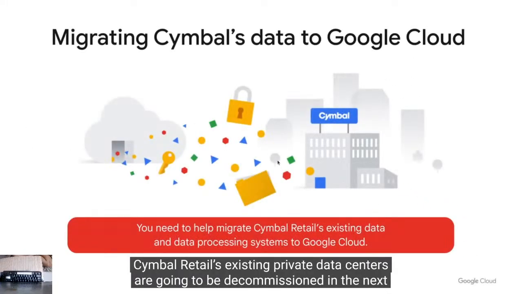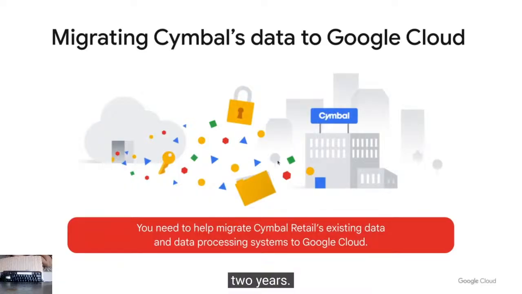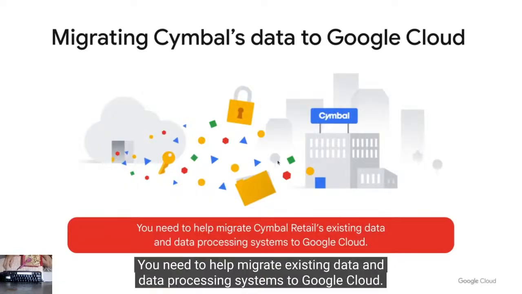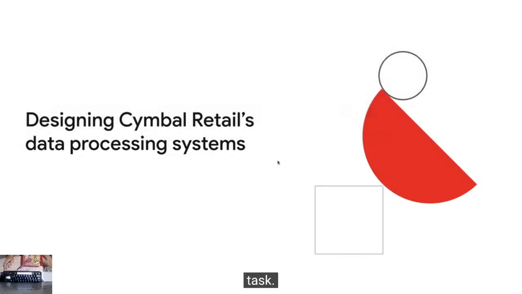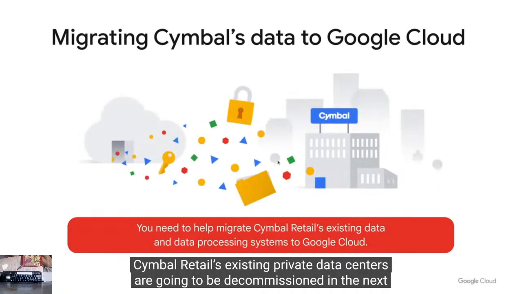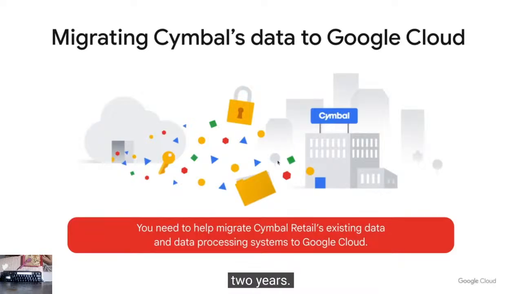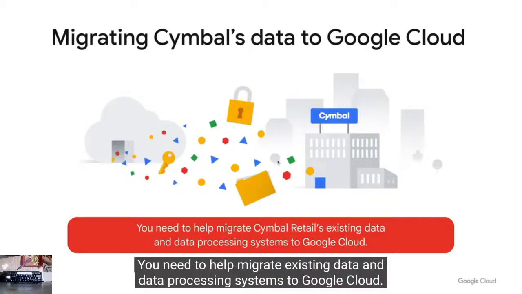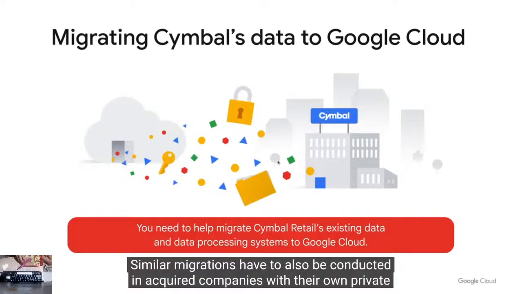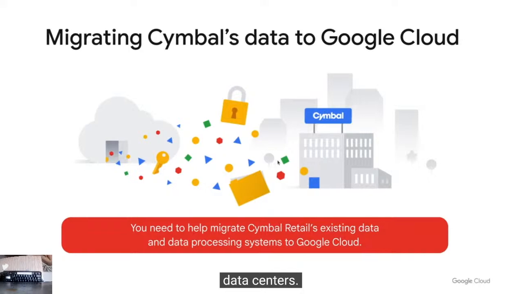Symbol Retail's existing data centers are going to be decommissioned in the next 2 years. You need to help migrate existing data and data processing systems to Google Cloud. Similar migrations have to also be conducted in acquired companies with their own private data centers.